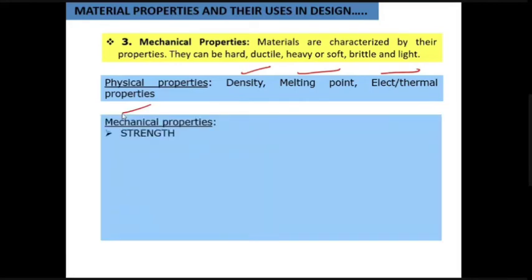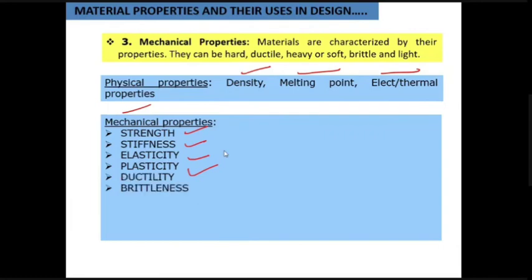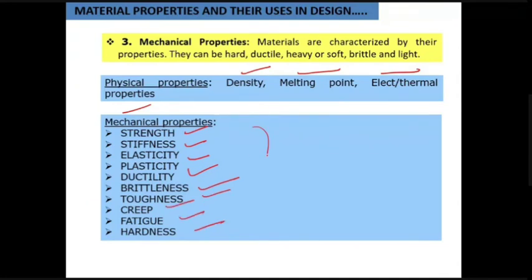What are the mechanical properties you have to understand? Strength, stiffness, elasticity, plasticity, ductility, brittleness, toughness, creep, fatigue, hardness. You have already studied all these properties in strength of materials, so I will not go into the definitions. Instead, I will explain some examples and give you some applications where these points will get covered.